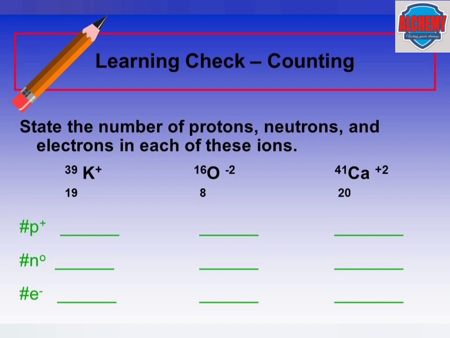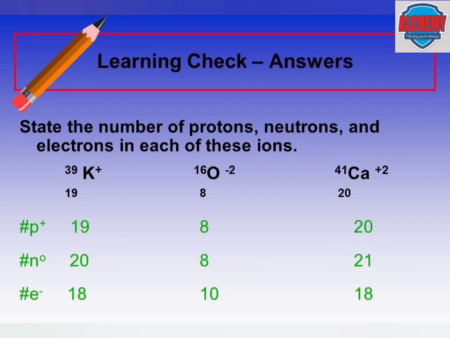Now, we have to find the number of protons, neutrons and electrons in each of these ions. The ions are potassium plus 1 cation, oxygen minus 2 anion, and calcium plus 2 cation. In the case of potassium, the mass number is 39 and the atomic number is 19. Since the atomic number is 19, the number of protons is also equal to 19. If it had been a neutral atom, the number of electrons would also have been equal to 19. But since it is an ion and the charge is plus 1, this means that there is 1 electron less compared to the number of protons. So, the number of electrons is equal to 18.